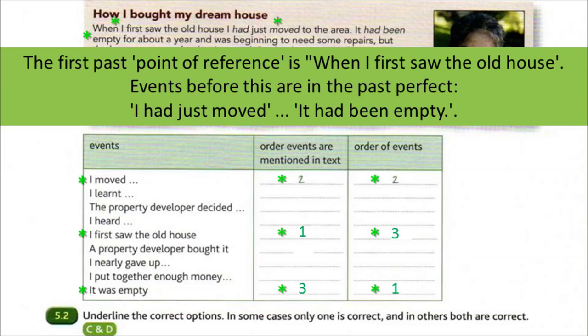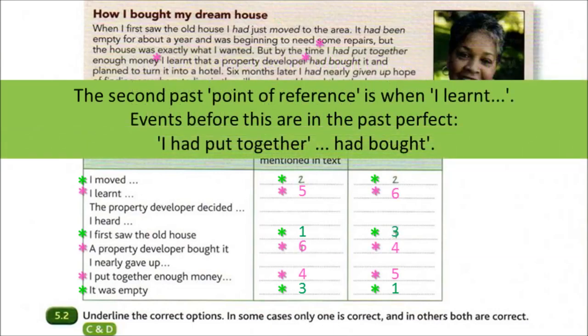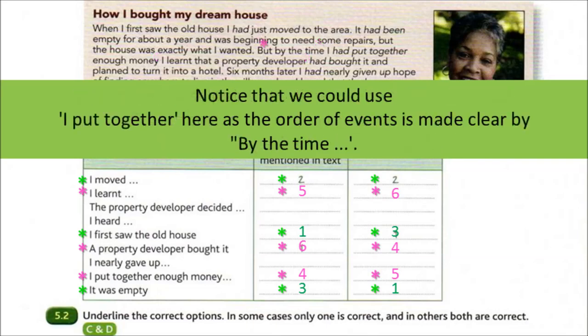The first past point of reference is when I first saw the old house. Events before this are in the past perfect. I had just moved. It had been empty. The second past point of reference is when I learned. Events before this are in the past perfect. I had put together, had bought. Notice that we could use "I put together" here as the order of events is made clear by the time.